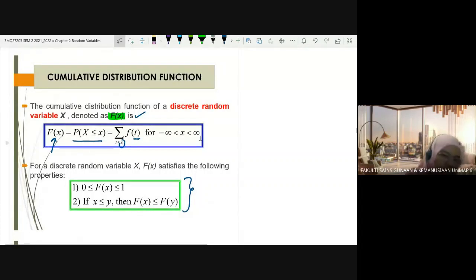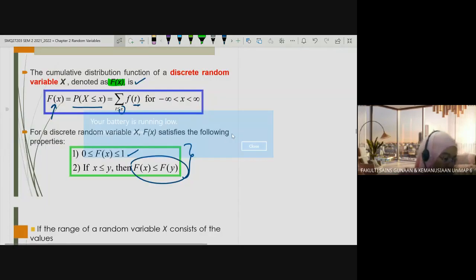Okay, first we know that the function can take values from 0 until 1. This is the common understanding that we knew already. And if x is less than or equal to y, then F(x) is less than or equal to F(y). So this one can be understood if I explain this. Okay.